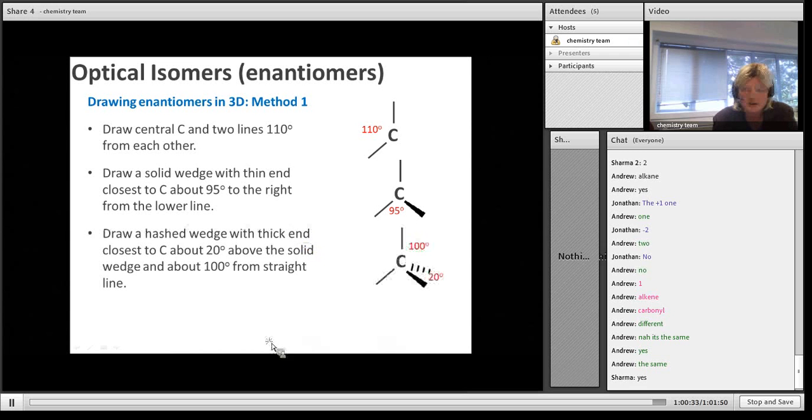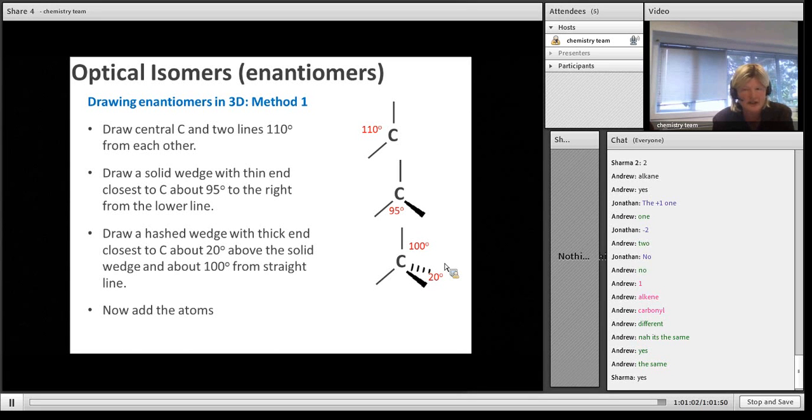And then you do the other thing: just a little bit above that wedge, make a hatched wedge where the thick end is closest to the carbon and it sort of trails away. We're trying to show this is sort of in the plane, this is sticking out of the plane of the paper, and that's going behind the plane. That's all what we're trying to show in 3D. And then you simply add the atoms of where you want them to be. So that's method 1.